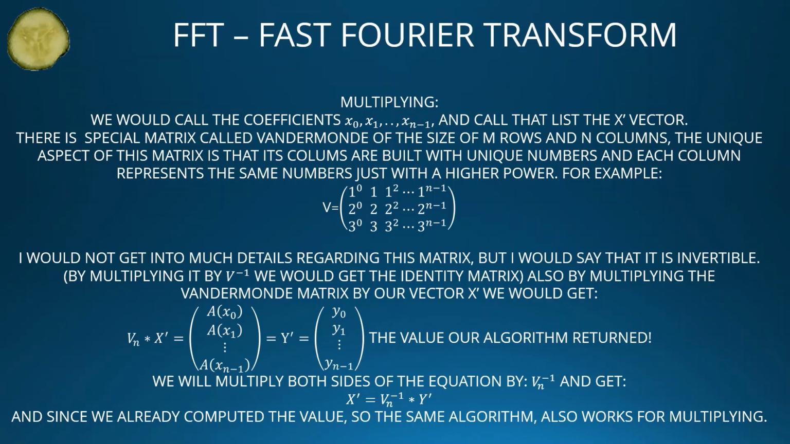We will multiply both sides of the equation by the inverse of the Vandermonde matrix and get x tag equals V minus 1 multiplied by y tag. And since we already computed the value, the same algorithm also works for multiplying, which is great. And that's it. Basically, we showed how we can multiply polynomials using fast Fourier transform in O(n log n) time, which is great.